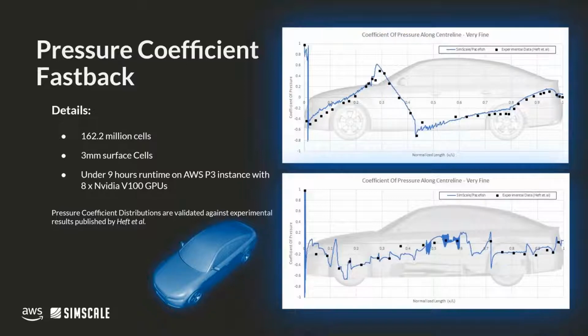The simulation of this model was ran with 162 million lattice cells. Pacefish implements a novel method of accurately modeling boundary layer flows for under-resolved meshes, allowing us to achieve a surface cell size of 3 millimeters. This led to a solved result in under 9 hours. The key to the fastback model is the separation region and the pressure on the rear windshield. From the distribution graph on the right, it's easy to see an accurate correlation between the simulation and experimental results. The flow under the car is also accurately captured, with pressure coefficients correlating nicely with the measured experimental data.